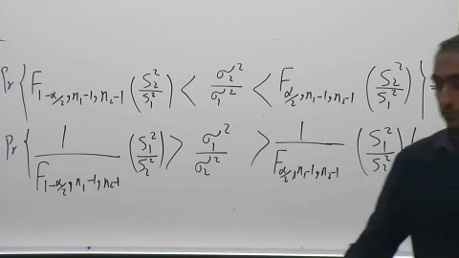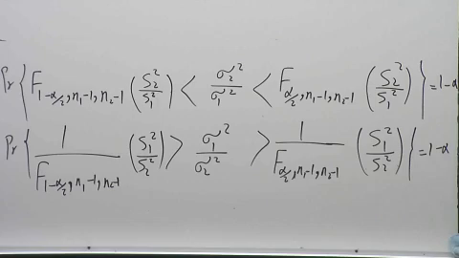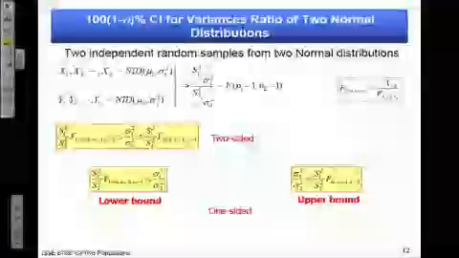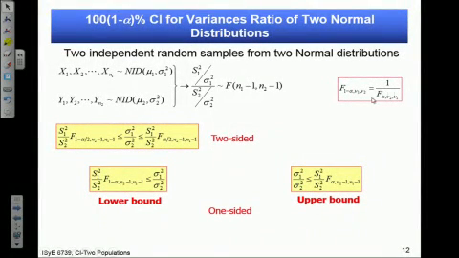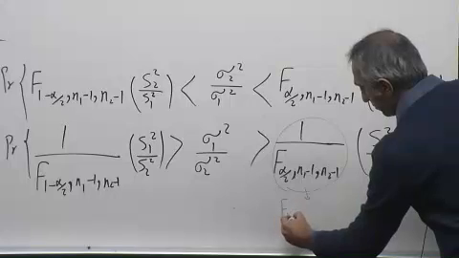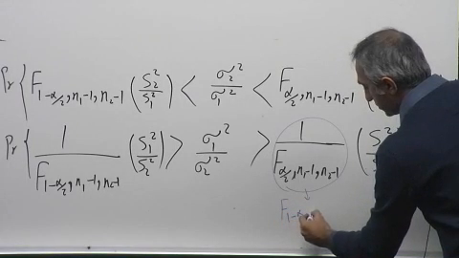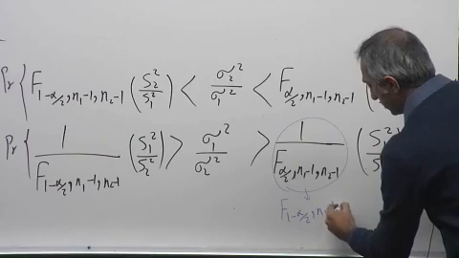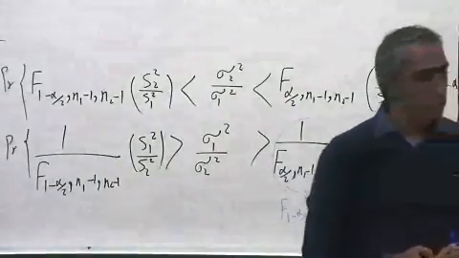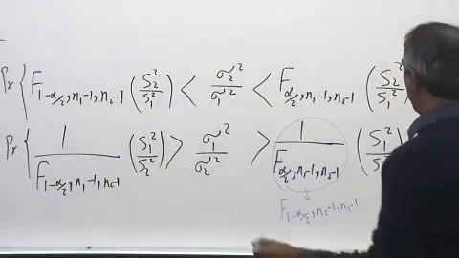Any questions so far? Now, I want to use this property here: 1 over f is f of 1 minus alpha, and replace basically the degrees of freedom. So if I want to do that, this would be what? F of 1 minus alpha over 2, and 2 minus 1, and 1 minus 1. Okay? How about this guy?